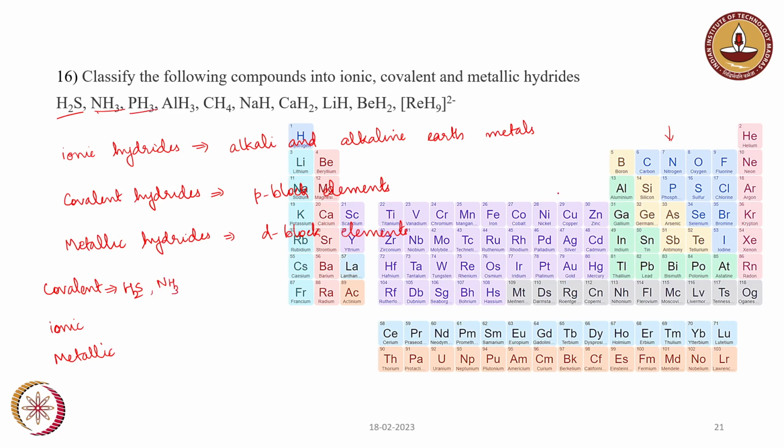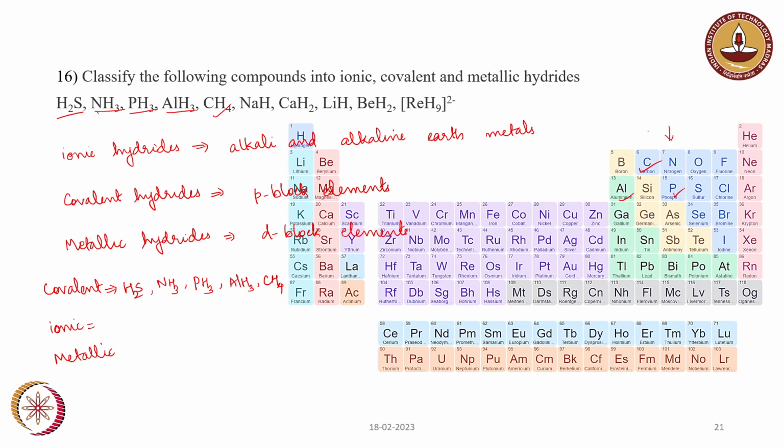And the next one is PH3. So phosphorus is also in the p block. So PH3 is covalent. And the next one is AlH3. So aluminum is also in the p block. So it's a covalent. Then CH4, carbon is in the p block. So CH4 is also a covalent hydride.